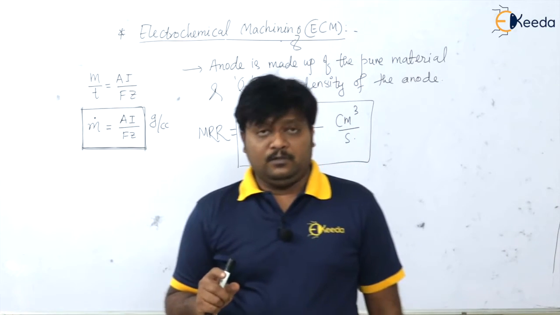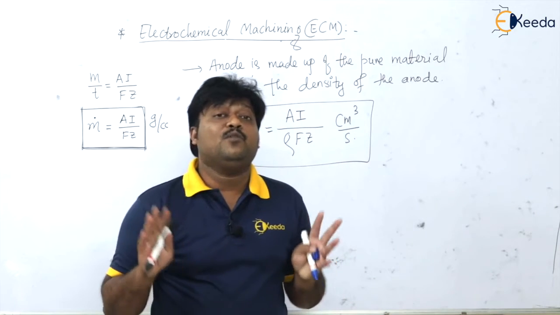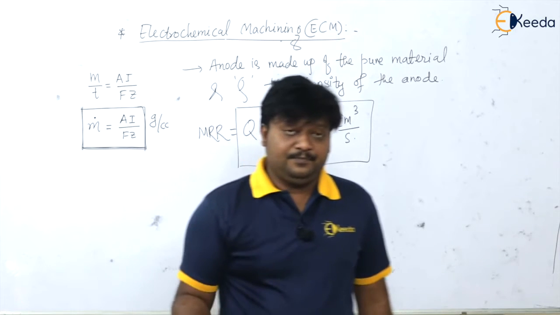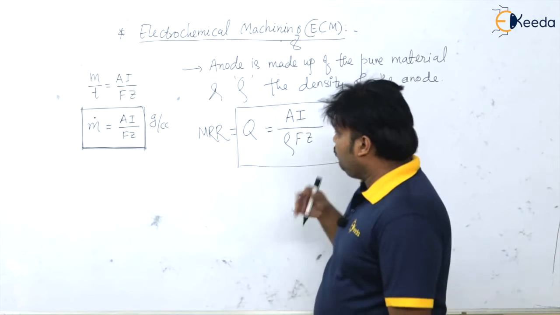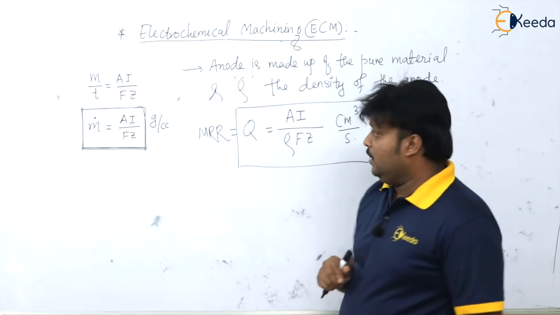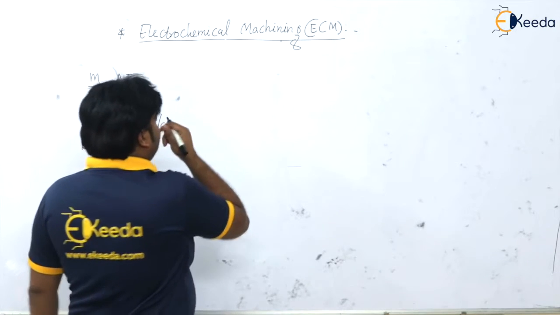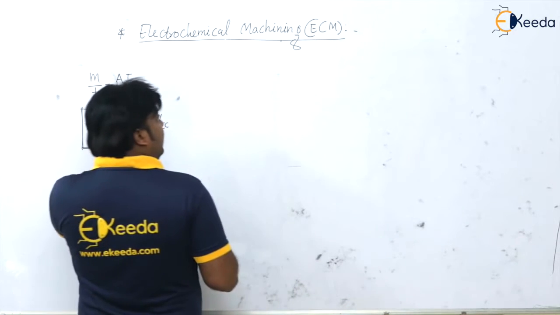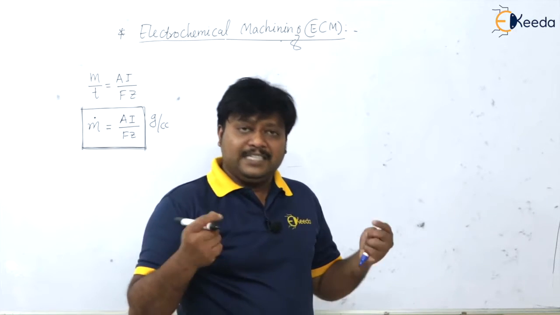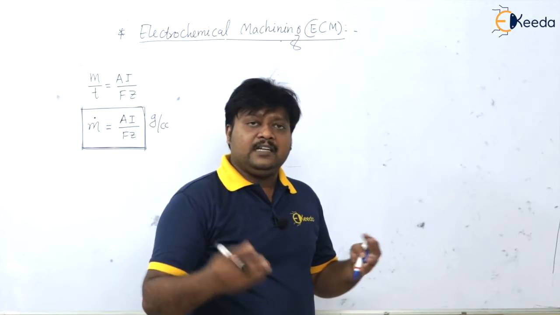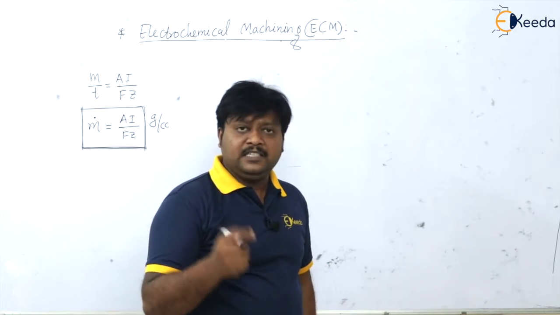when the anode, that is the workpiece, is made up of pure material, it is not made up of alloy. So what if the workpiece is made up of alloy? Then how to calculate this Q? Suppose this workpiece or the anode is made up of the alloy, and the alloy definitely has different materials in that, isn't it? And each material has its weight percentage, isn't it?